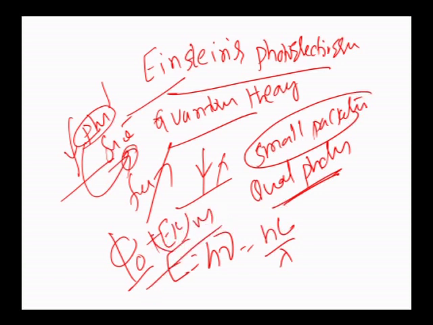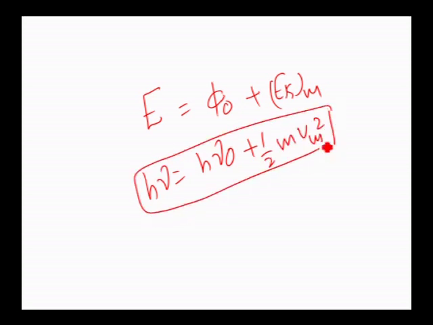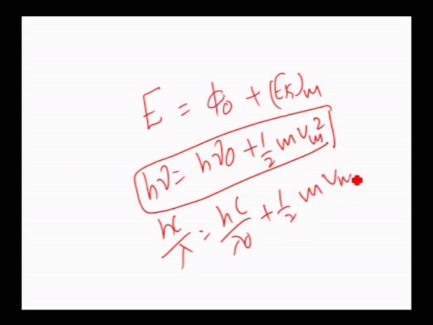Therefore, by using the law of conservation of energy, we can write the energy of the photon is E. After collision, a part is used as the work function, and the rest is converted into maximum kinetic energy. Therefore, h nu = h nu naught + half m Vm square. This is called the Einstein photoelectric equation. Other forms: hc by lambda = hc by lambda naught + half m Vm square. Here, lambda represents the wavelength of incident radiation, and lambda naught is the threshold wavelength.